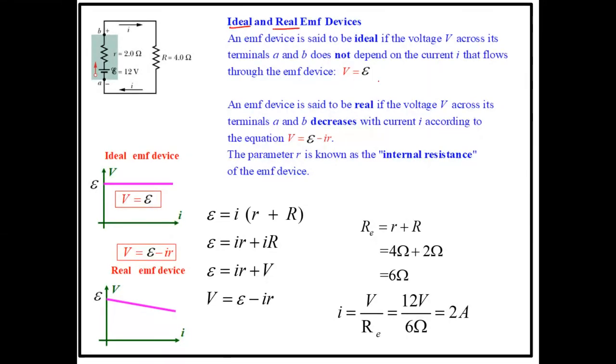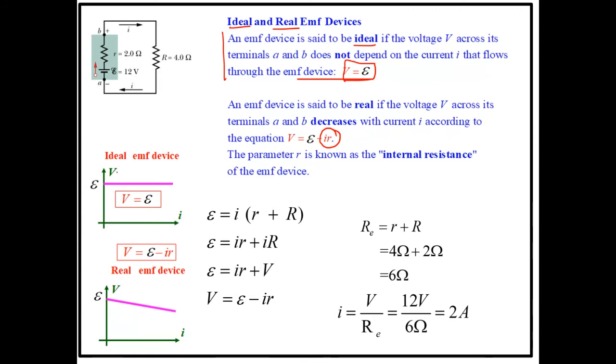What is the real device? Just read these three lines. What is given here? An EMF device is said to be ideal if the voltage across the terminals A and B does not depend on the current flowing through the EMF device. That means whatever voltage you substitute, it will be exactly the same throughout the circuit. But when you come to the real device, because of the internal resistance, some voltage drop will be there. That's why we have the equation V equals EMF minus the current times the internal resistance, V = ε − ir. There will be some drop of voltage.